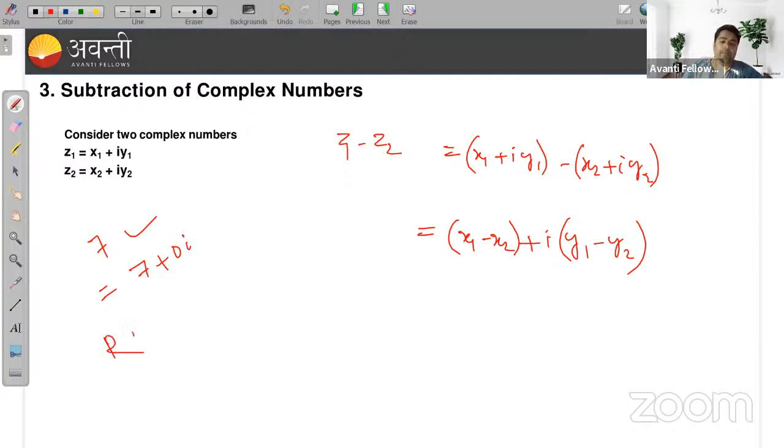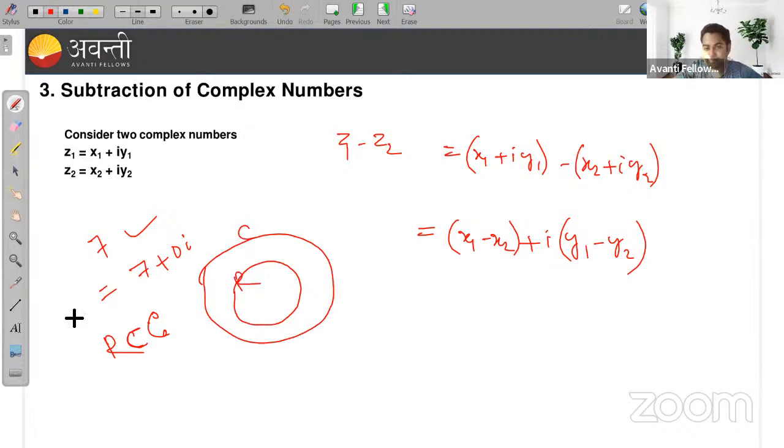Actually, the real numbers are a subset of the complex numbers. Okay, the set of real numbers is a subset of the set of complex numbers. So actually, the complex numbers are the big set. This is the set of complex numbers. This is the set of real numbers. Is that clear to everyone, guys? Yes.